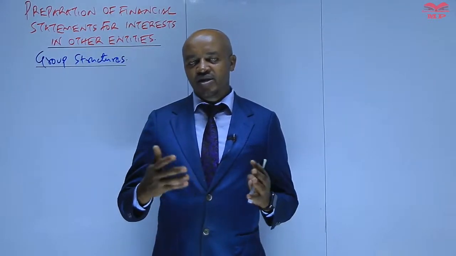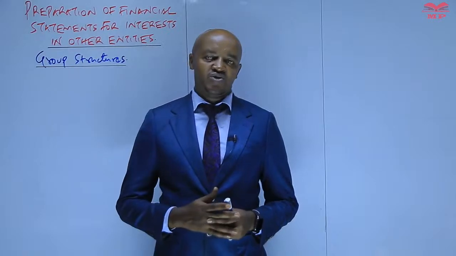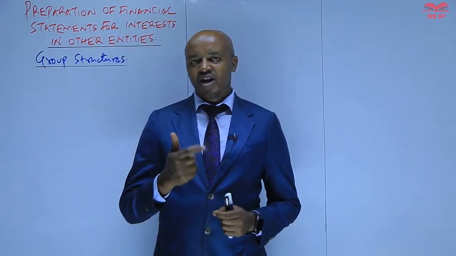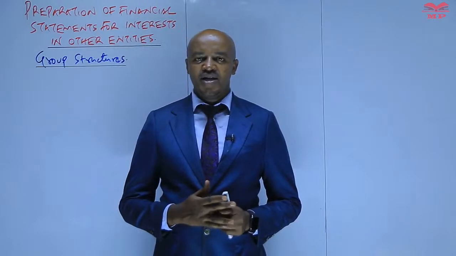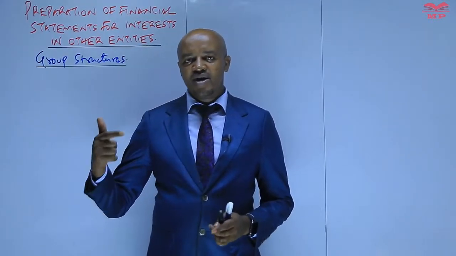And then we also have another type of group structure, which is called a vertical group structure. In the case of a vertical group structure, the parent company will be having a direct shareholding in a subsidiary and also an indirect shareholding in another subsidiary.